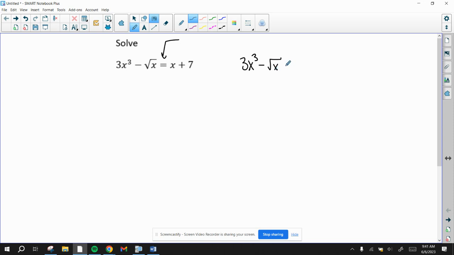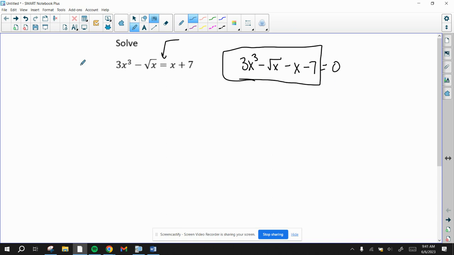I'm going to subtract x, and then I'm going to subtract 7. And now it would be equal to 0. And the calculator is good at finding where functions equal 0. You just use the 0 key. So this is what I want to do. I want to find out where this equals 0. And I'm going to do it with a graph.